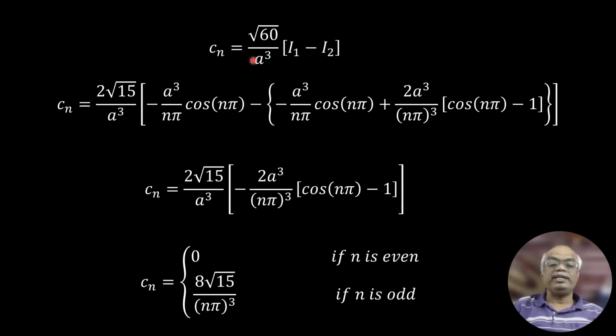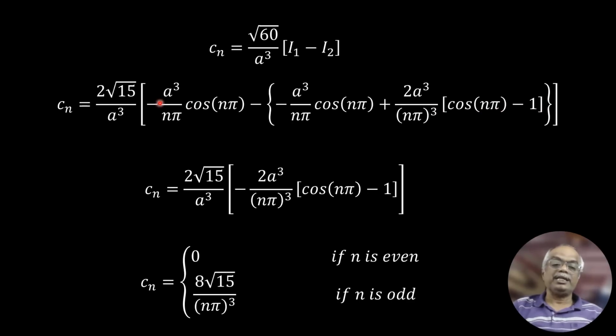Now we have to find the value of the expansion coefficient, that is Cn, which is equal to square root of 60 divided by a³ times (I1 minus I2). Here 60 can be written as 2 square root of 15, and of course divided by a³. Then I1 is this value, minus a³ divided by nπ cos nπ. Then I2 is equal to minus a³ divided by nπ cos nπ plus 2a³ divided by (nπ)³ times (cos nπ minus 1). We have seen this just now.